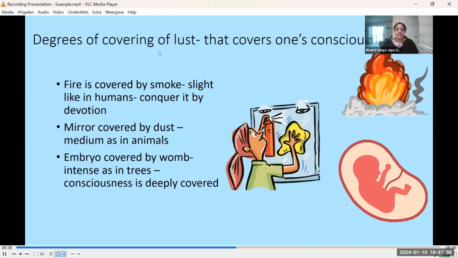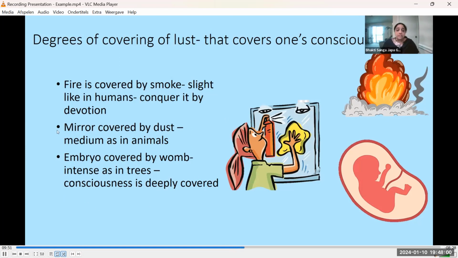Now, the third analogy given is the embryo covered by the womb. So we all know how an embryo is very safe within the womb. There is a thick covering around the embryo. So the covering is very intense, like that seen in trees. The consciousness of trees is very, very deeply covered.